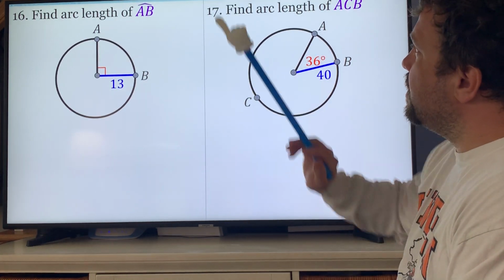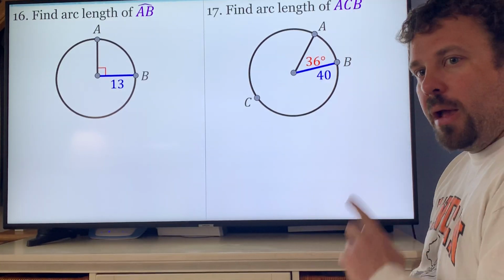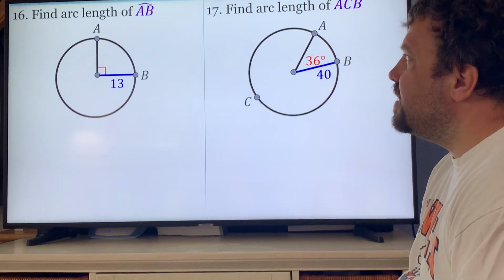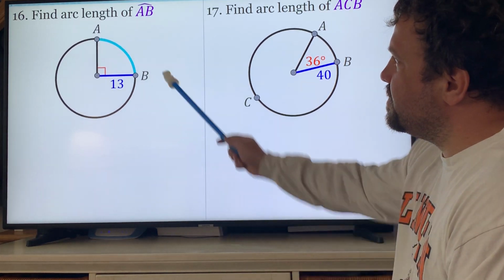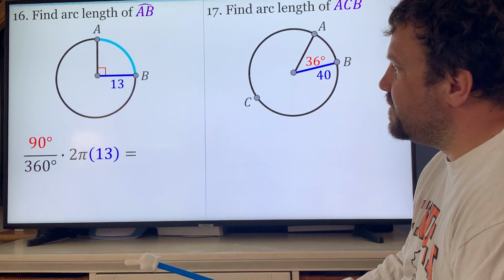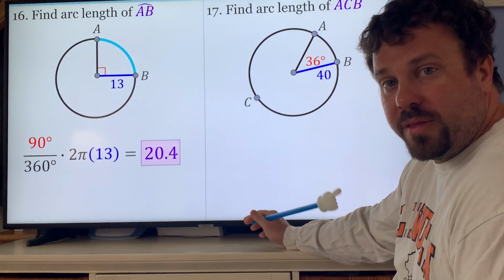So once again, find the arc length of AB and ACB. So do both these problems. Now, first one. Find the arc length of AB. Know what you're looking for? You're looking for AB. 90 divided by 360 times 2 pi 13. 20.4. That's it.